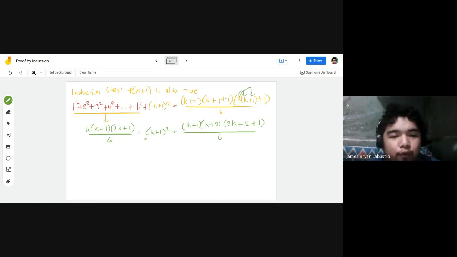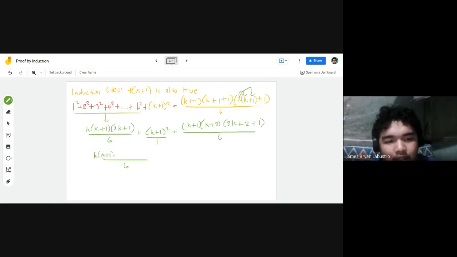So we have 1 over here, automatically 1 here. So our LCD here is 6. So 6 divided by 6 is 1. 1 times k times (k+1) times (2k+1) is k(k+1)(2k+1) plus 6 divided by 1. So we have 6 times (k+1)², so 6 times (k+1)².